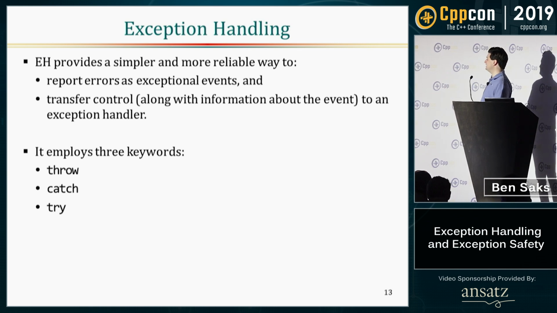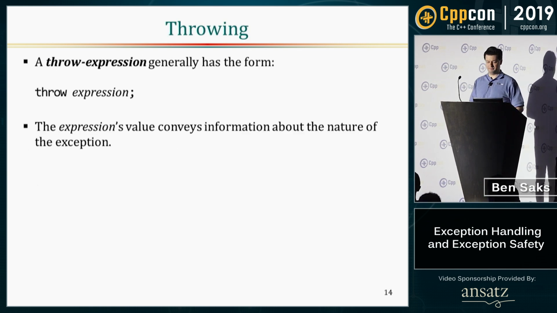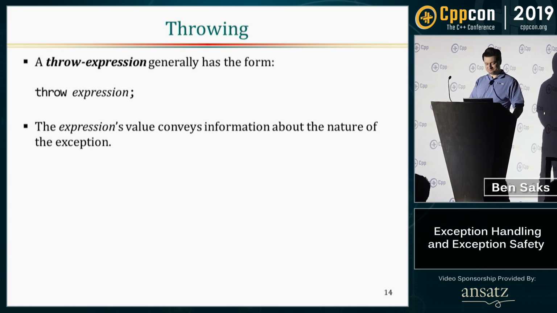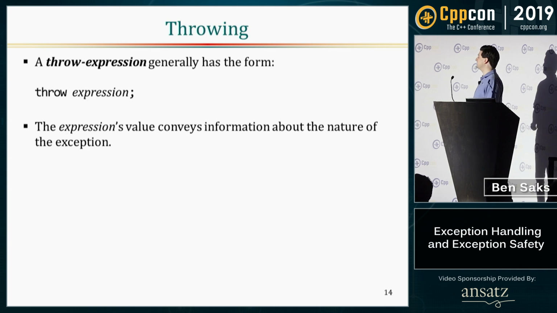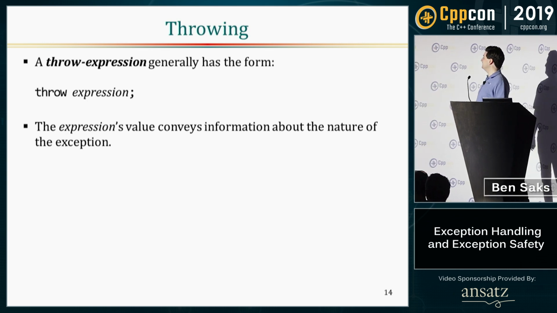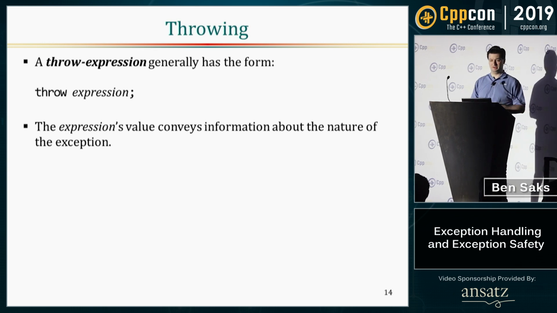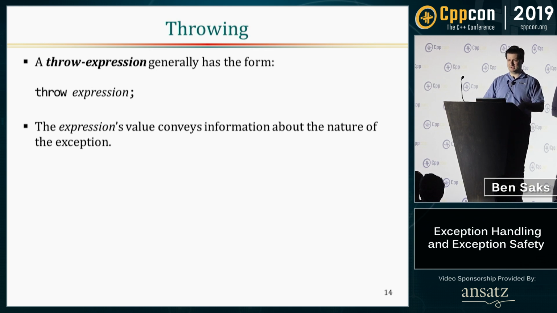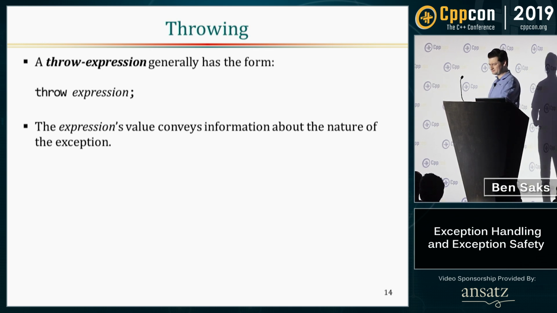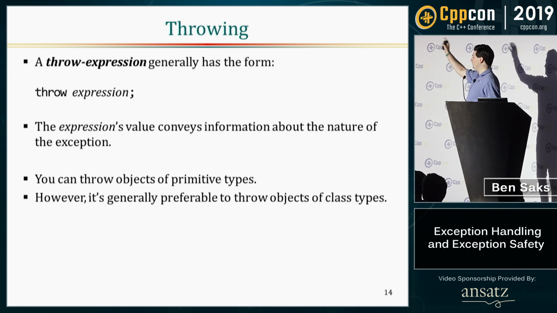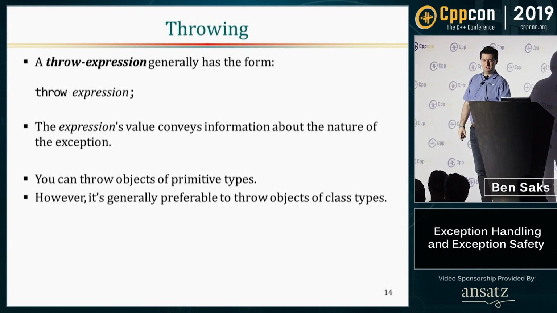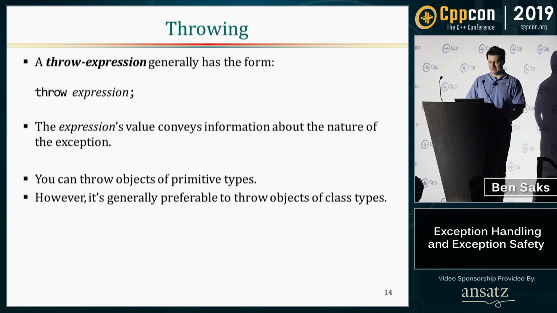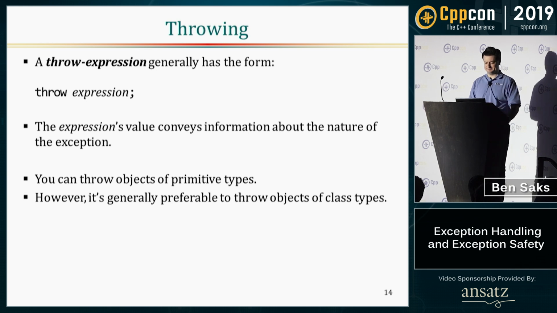So we have these 3 keywords, throw, catch, and try. So throw throws an exception. Big surprise. The value of the exception can be the value of any expression like that, and whatever value we choose is meant to convey some sort of information about what kind of failure occurred. Now, you can throw exceptions of any type. Usually we don't throw primitive types like int or double. We throw objects of class types, as you'll see.